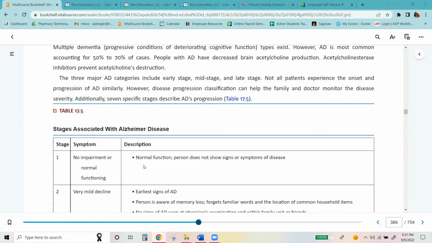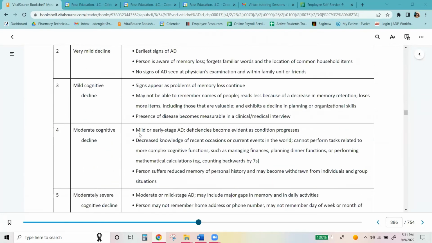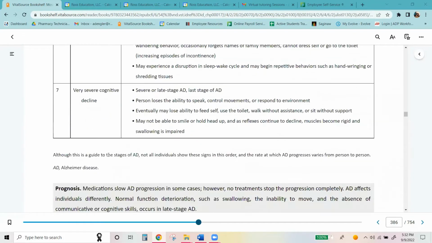Stage 1, no impairment or normal functioning. And then 2, very mild decline. 3, mild cognitive decline. 4, moderate cognitive decline. And then, of course, it tells you what happens along the way. And then 7, very severe cognitive decline, the severe or late stage, or the last stage of Alzheimer's disease.